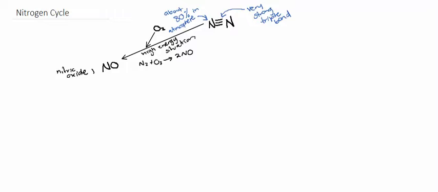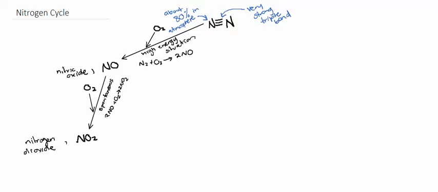Once produced, nitric oxide will spontaneously react with oxygen in air to produce nitrogen dioxide. When the nitrogen dioxide comes in contact with water within the atmosphere, as it is an acidic oxide, it is converted into both nitric acid and nitrous acid.